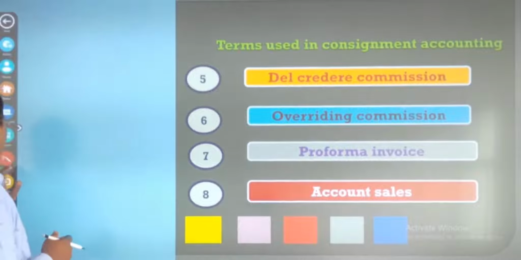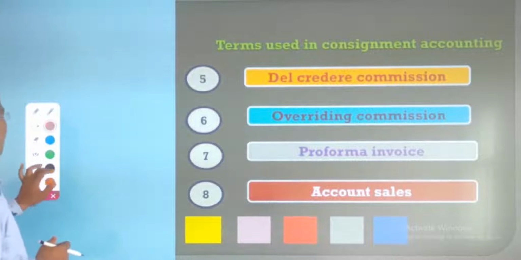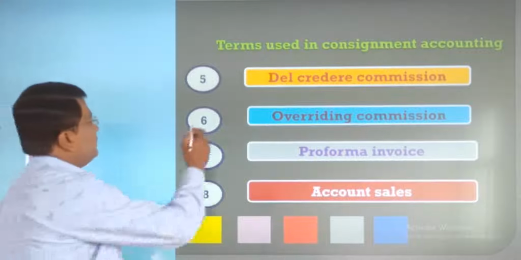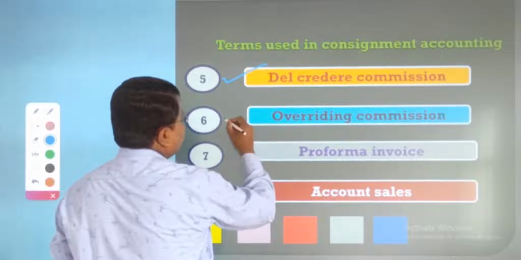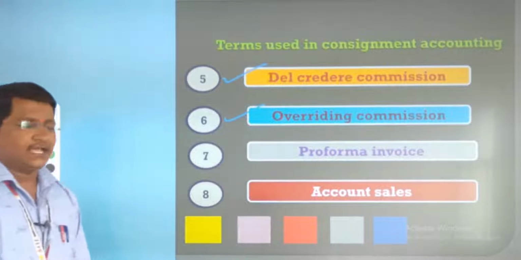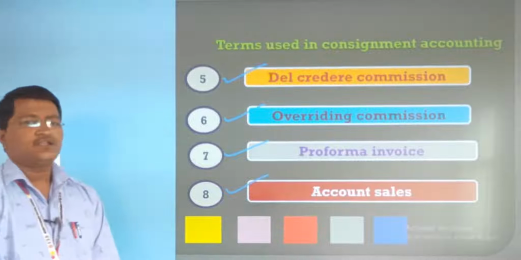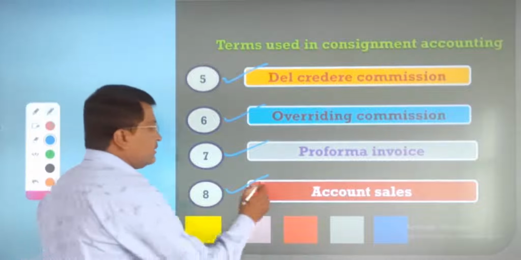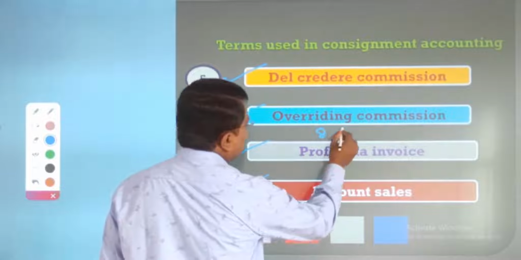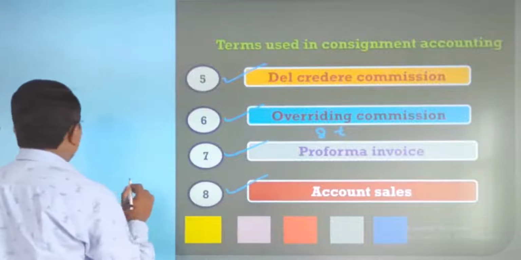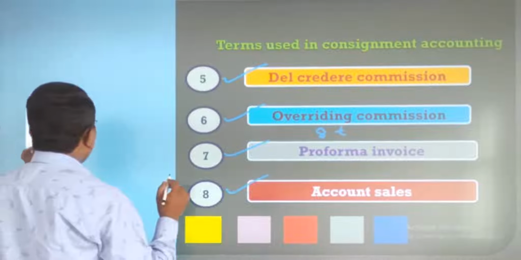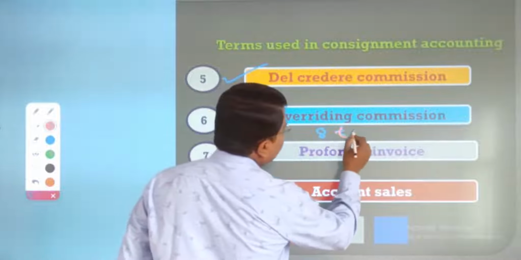So these are the four terms. Now here the fifth one is del credere commission. Next, overriding commission, pro forma invoice and account sale. So in total you should learn 8 terms, right? In total you should learn here 8 terms.